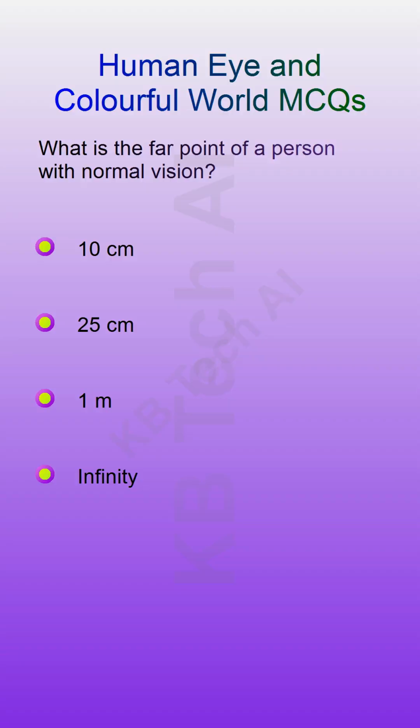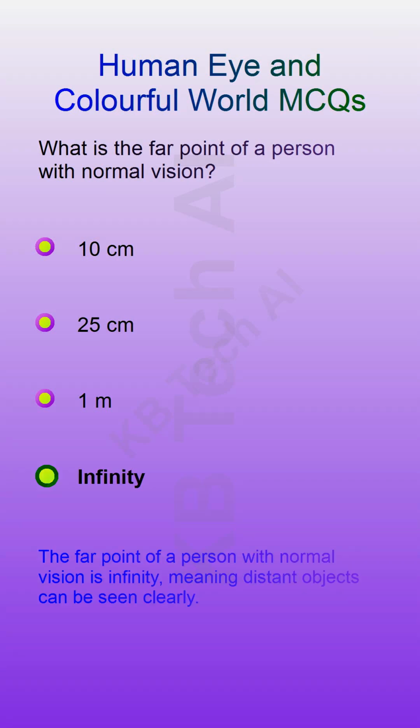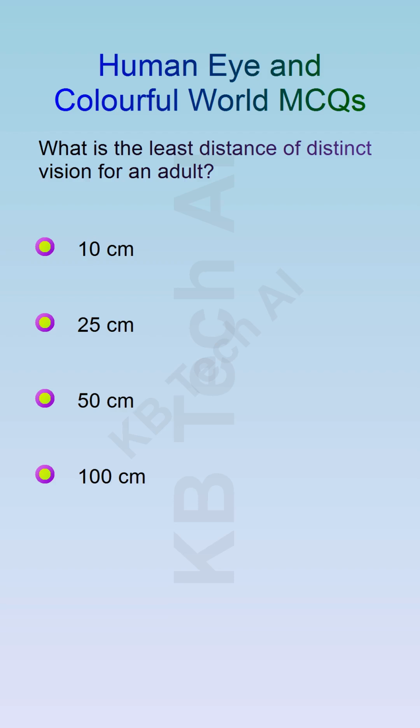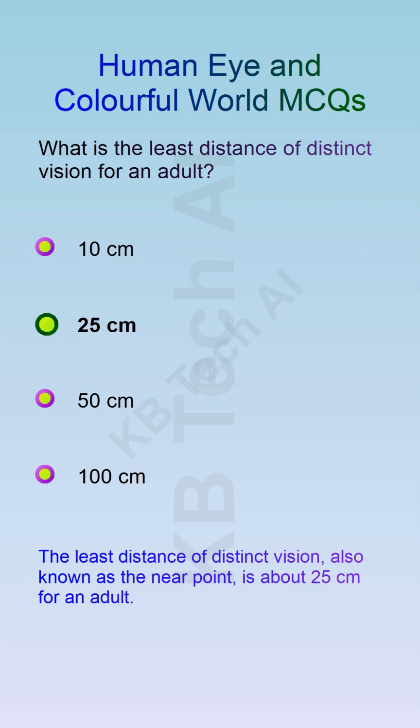What is the far point of a person with normal vision? Option 1, 10 centimeters. Option 2, 25 centimeters. Option 3, 1 m. Option 4, infinity. The answer is Option 4, infinity. What is the least distance of distinct vision for an adult? Option 1, 10 centimeters. Option 2, 25 centimeters. Option 3, 50 centimeters. Option 4, 100 centimeters. The answer is Option 2, 25 centimeters.